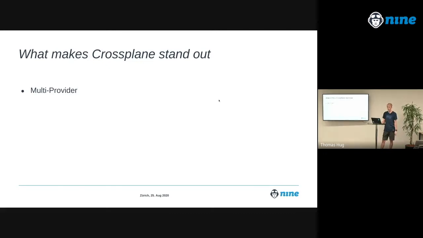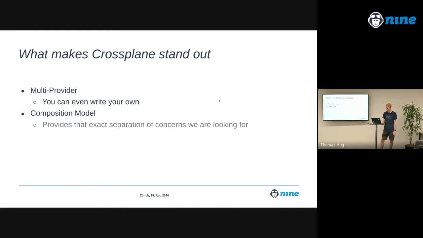Crossplane is multi-provider, so anyone can develop a provider actually. Yeah, you can even write your own. Currently there's Azure, GCP, AWS, all the big ones, I guess. And yeah, they're expanding a lot. They have this composition model, and that's where it gets interesting. I'll show a lot more of that. But basically, it provides that separation of concerns, so you can really have some abstractions in your configuration.